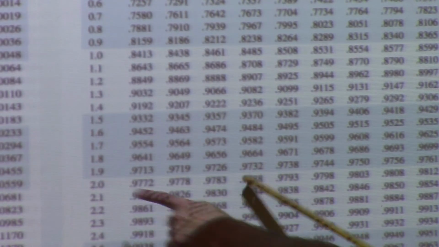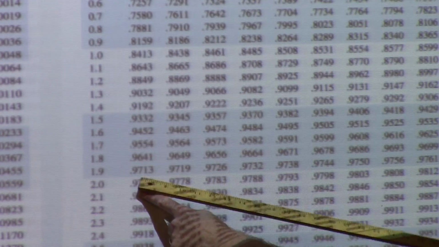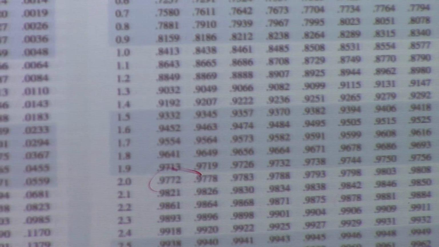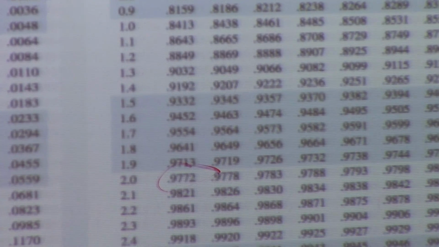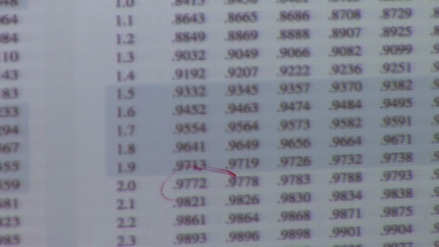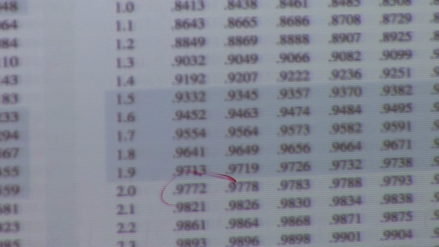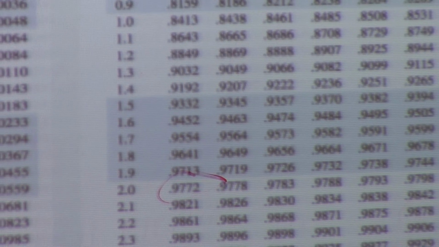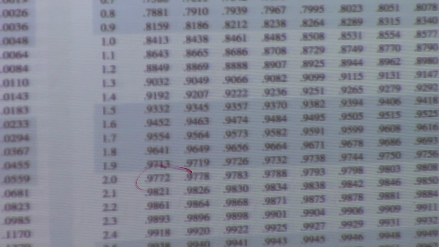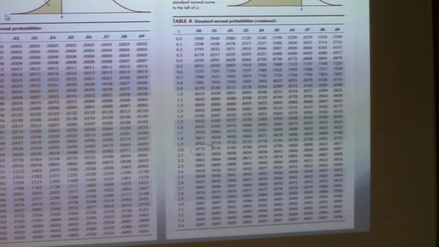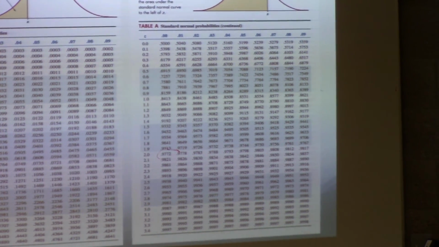Look at where this row and this column meet, right there. Zoom in if you need. It's pretty small for your eyes, I think. 0.9772. If you can see that in your book, that's good. Might be bigger in your book. 0.9772. That's Cindy's percentile, 98th percentile. That's the area under the curve to the left of Cindy's 700 score, based on the standard normal curve that's got a mean of 0 and a standard deviation of 1.